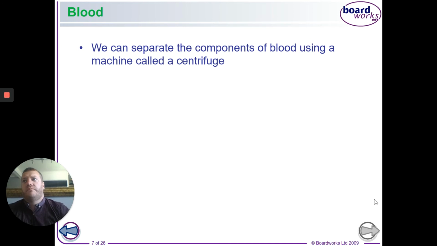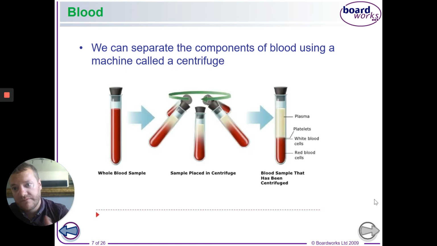All right, so one thing we can use to investigate the components of blood and what's in it is a machine called a centrifuge. You put blood in a test tube, you load your test tube into a ring which spins around very fast. The heaviest things get pushed out by centrifugal force to the bottom of the test tube and the things that are lighter stay towards the top of the test tube. There's a diagram of it happening there. And if you do that, this is what happens.